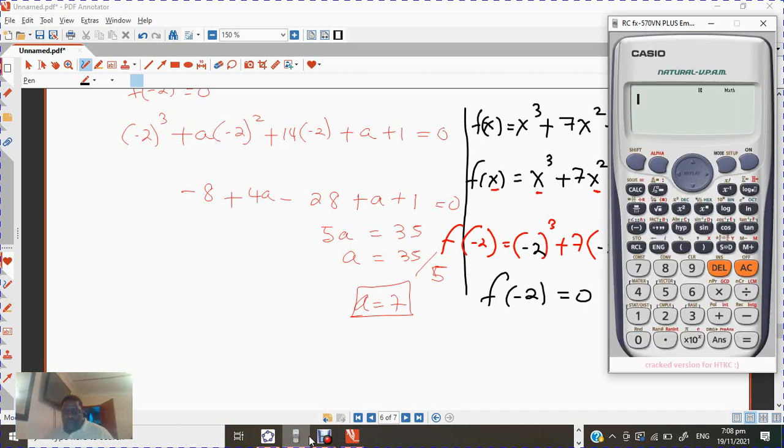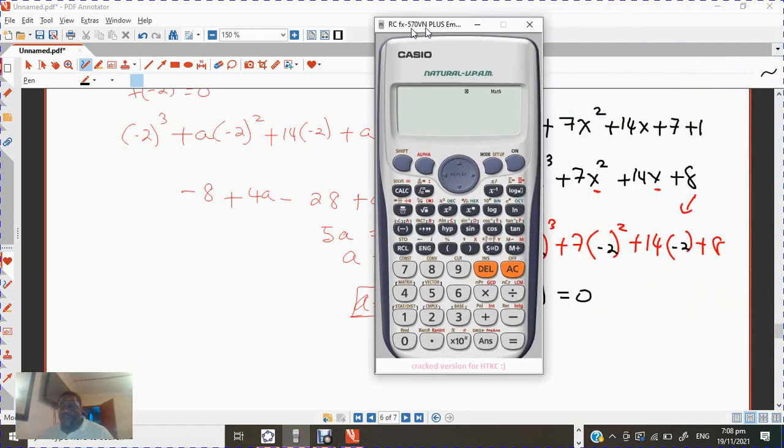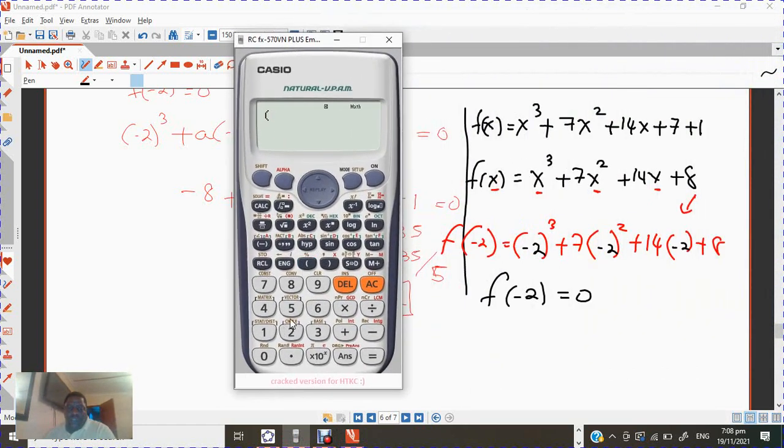Just to make sure that we are on the same page, I have -2 raised to the power of 3, then plus 7 times -2 squared, then plus 14 times -2 in the brackets, and then plus 8. Does it give us 0? Oh, maybe I need to go back. I think I did not add an addition here. Okay, it gives me 0, therefore it works.